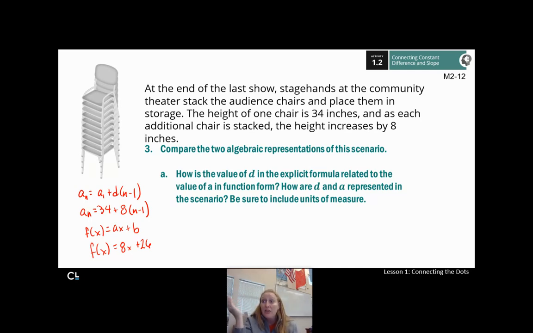It's the same scenario, but I have two different equations now to represent it, two different algebraic representations. So I would like you to compare the value of d in your explicit formula to the value of a in your function form. How are they represented? Don't forget to include your units of measure. Go ahead and hit pause, jot it down, hit play when you're ready to check your work.